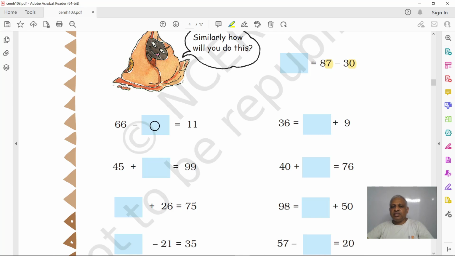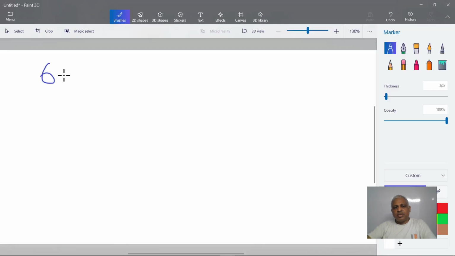66 minus what is equals 11. This kind of sum, how do you do it? 66 minus question mark. Let us say we use x here, equals 11, right? We can exchange the numbers. Do you know that?